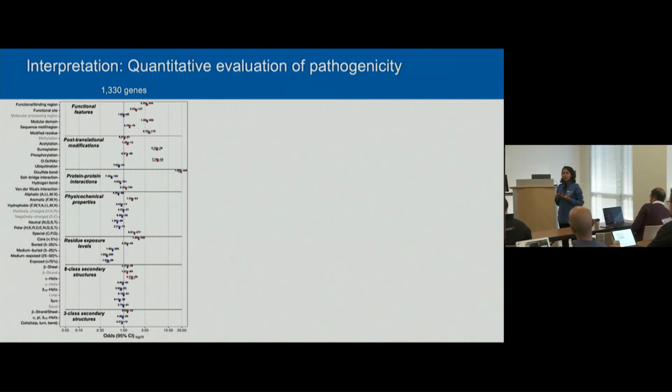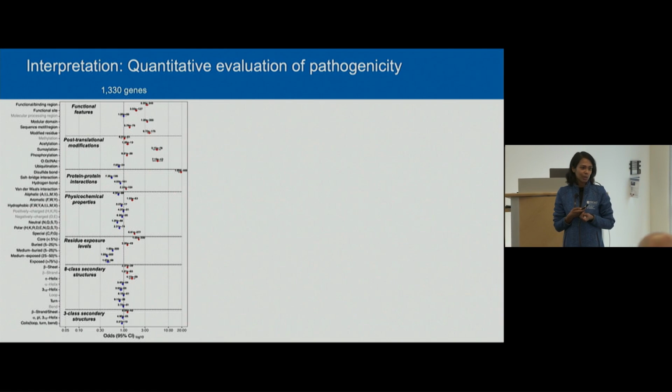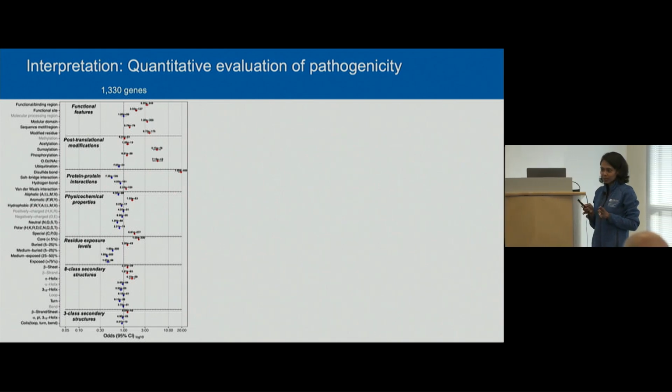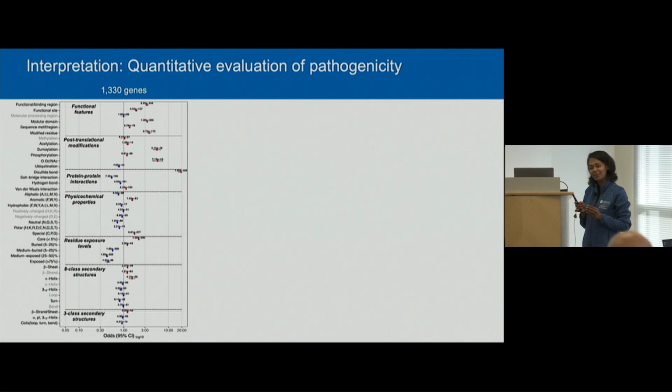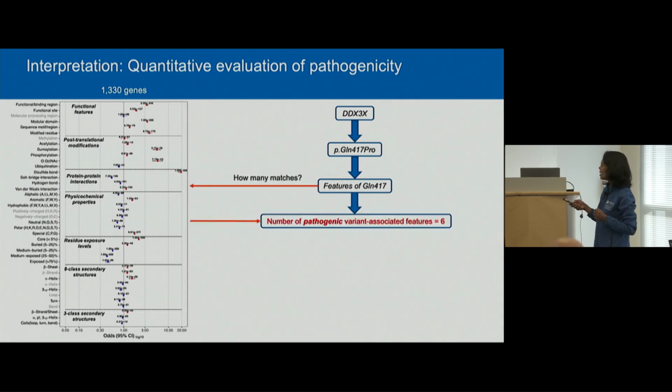So now the question is how we can use these results that we observed for the quantitative interpretation of variants. So we came up with a very simple method. The method could be a little bit more complicated and more accurate too, but it's a very simple method. Given a gene and a protein consequence, where 417 is the position and the mutation information, you can collect, for this 417 position in DDX3X, all these features, these 40 features. And then you can ask how many of the features of GLN417 match with the identified pathogenic variant-enriched features. And that count is 6.